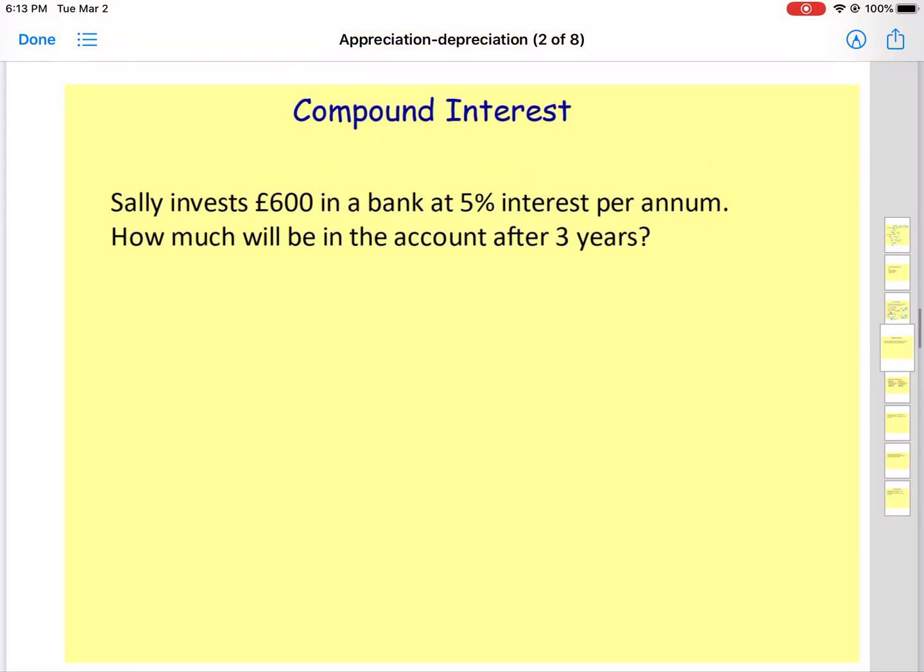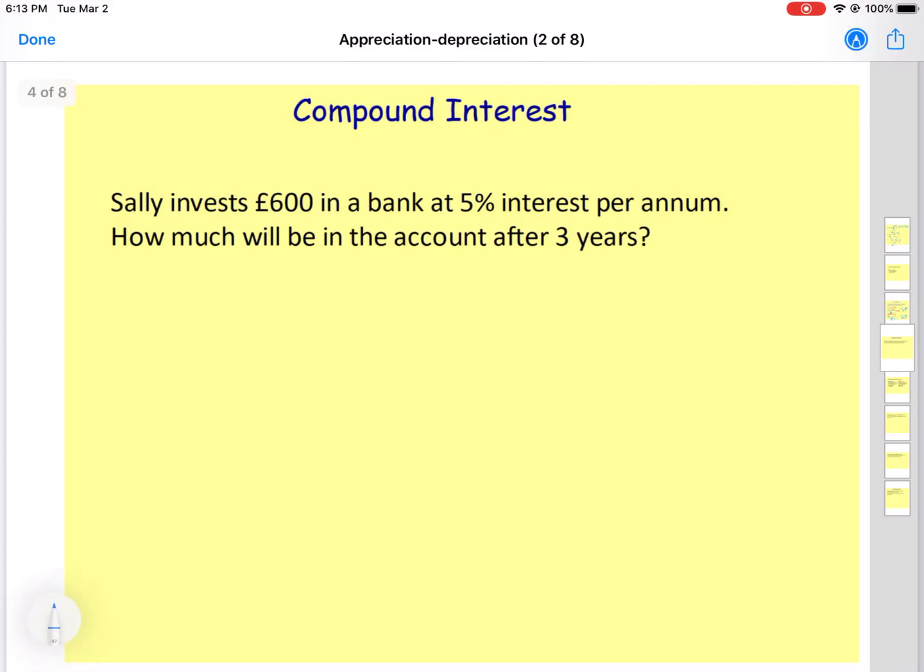Right, the first thing we look at is compound interest. Compound interest is a bank's way of getting you to invest or put your money into their account. If you put your money into an account, the bank will give you a percentage of that money every year, and that percentage is known as the interest. It's added on. Interest is always added on to the original amount.